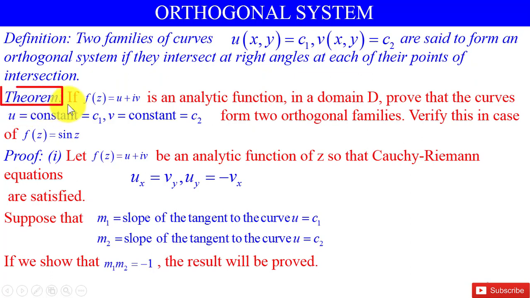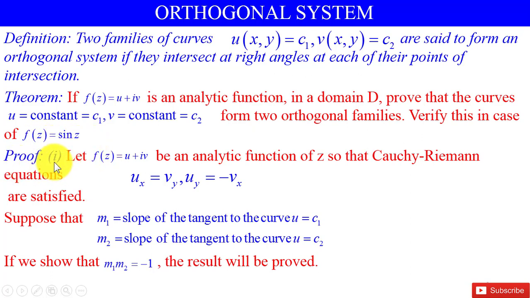Theorem. If f(z) = u + iv is an analytic function in a domain D, prove that the curves u = constant = c1, v = constant = c2 form two orthogonal families. Verify this in case of the function f(z) = sin z.